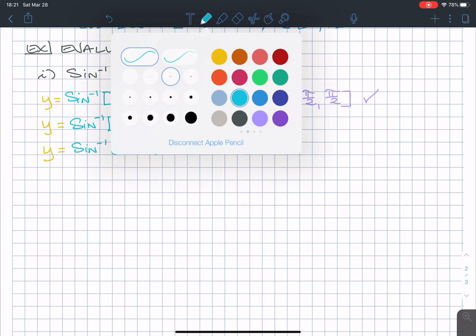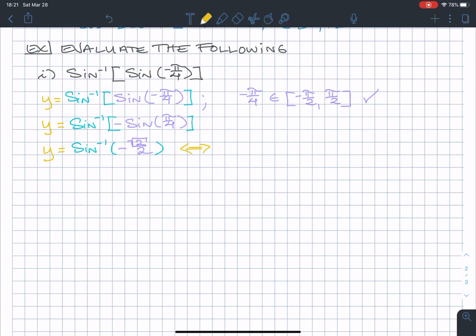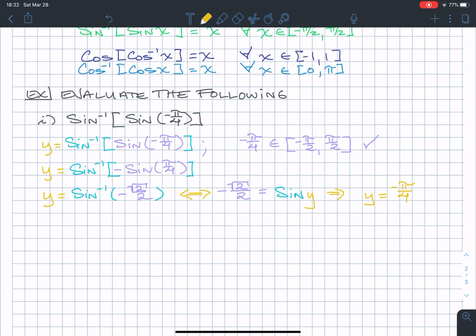Okay, so this is if and only if. Remember, I never want to deal with an inverse function. I need to rewrite it in terms of the normal function. -√2/2 is equal to regular sine of y. Okay, so at what angle is sine -√2/2 within this restricted domain? And that means we're at the angle -pi/4. Notice I got back what was inside, as I should have, because this is a composition of inverse functions.